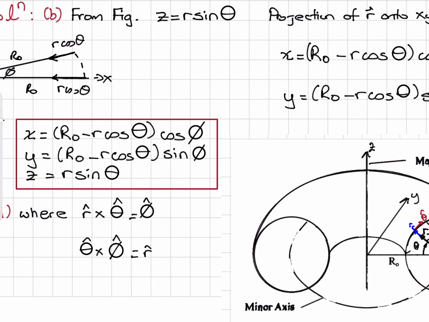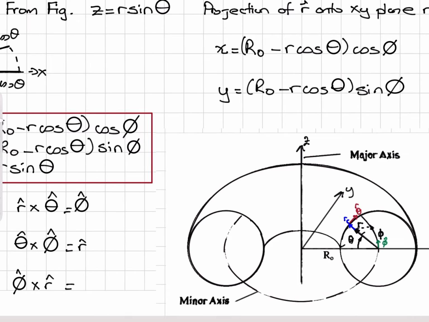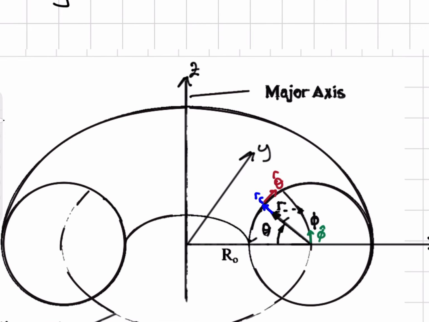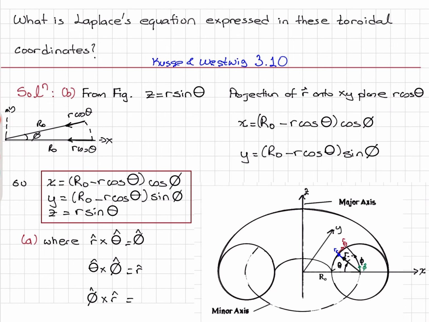And what about phi hat cross r hat? The four fingers point into the page in the phi hat direction. Then we curl them towards r hat. The thumb points in the theta hat direction for the right hand. So this gives me theta hat.